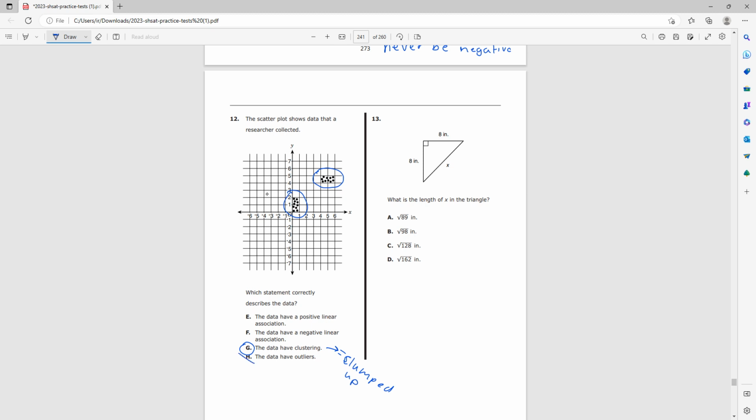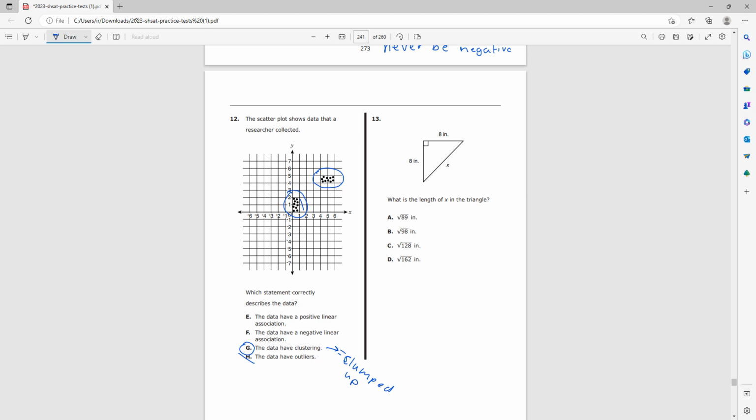The data has a negative linear association. If I were to draw a line going down, not even draw a line going down, there's no association at all. They just clump up in little points. As I increase my x, my y doesn't change because they're either 2 or they're either 5. So I hope that makes sense.